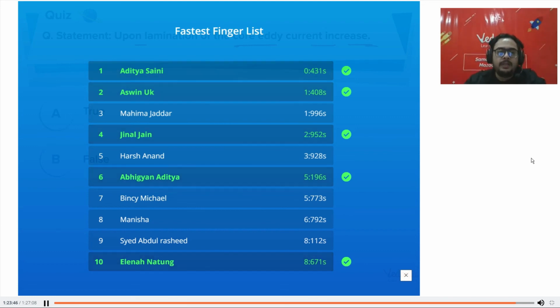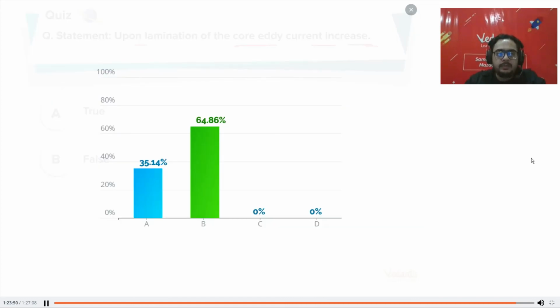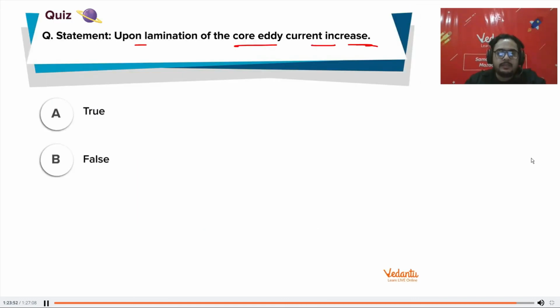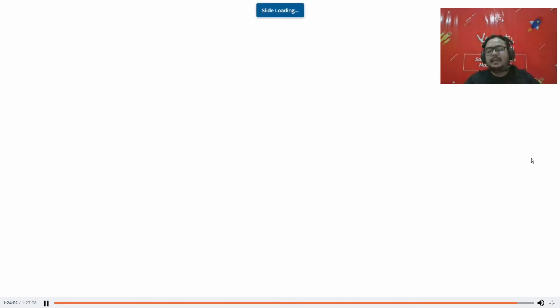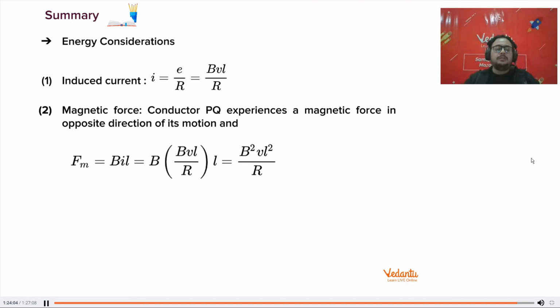Okay, so Anish, Mahima, Gautam, Ayush, Keshav, Suraj, then Priyanshu, Adesh, and Kalidas. 64%. So it is obviously false. By lamination, you decrease the eddy current. Okay, and you decrease the eddy current loss. So that was it. Let us quickly summarize what we have studied.